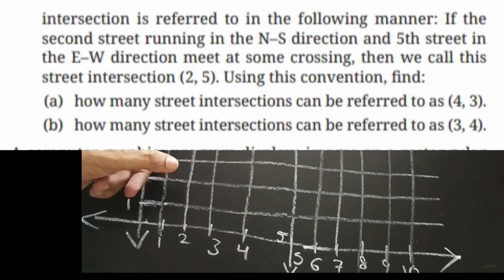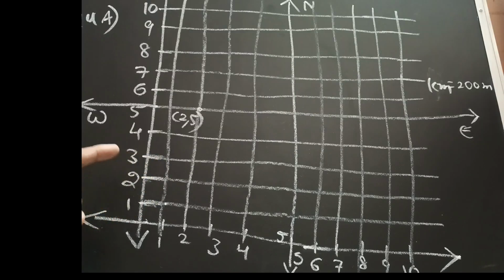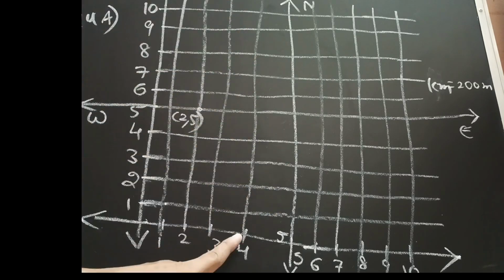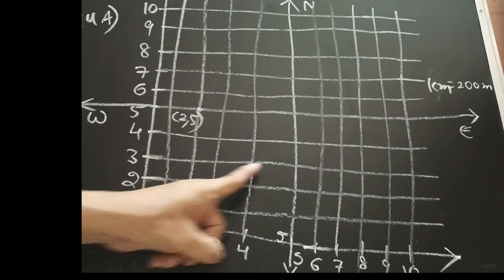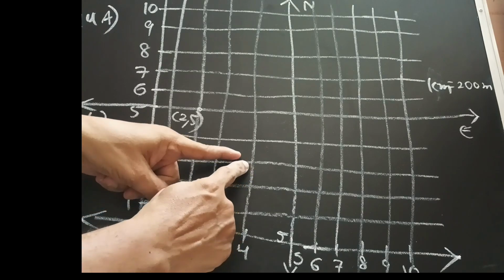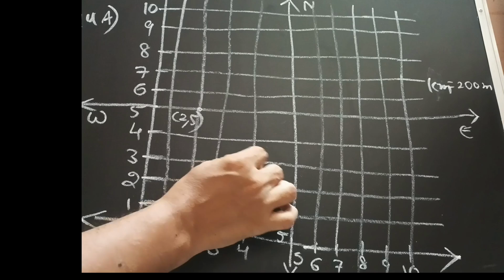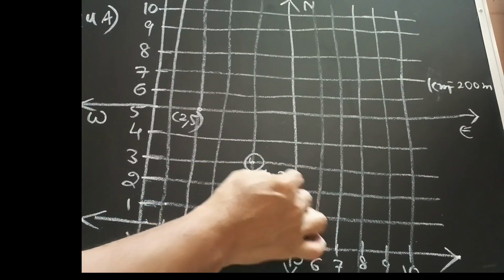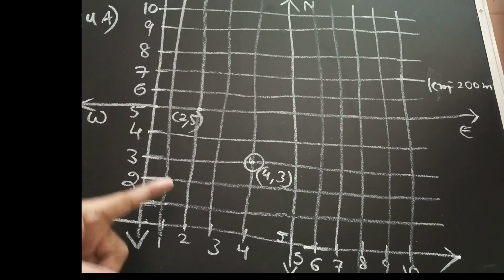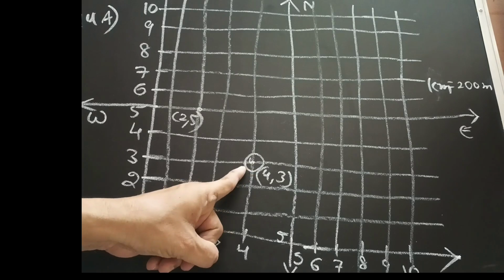Using this convention, the first question is, find how many street intersections can be referred to as 4, 3. Here 4, 3 means, 4 means north-south direction. North-south direction 4. This is the 4. Next 3. 3 means east-west direction. East-west direction 3 is this one. Where these two streets are intersecting here, this is 4, 3. How many intersection points are there? Only one intersection point, which is 4, 3.